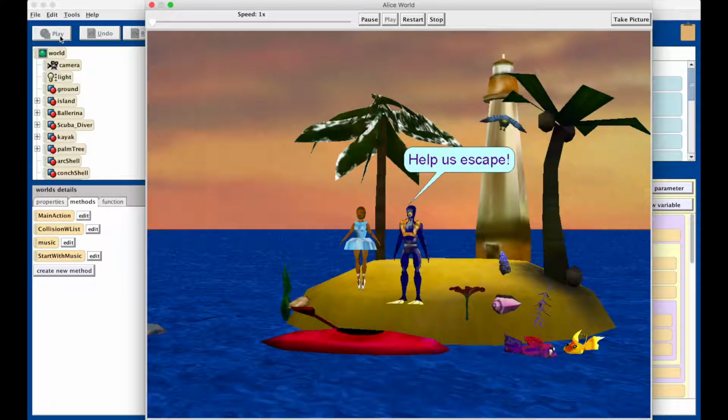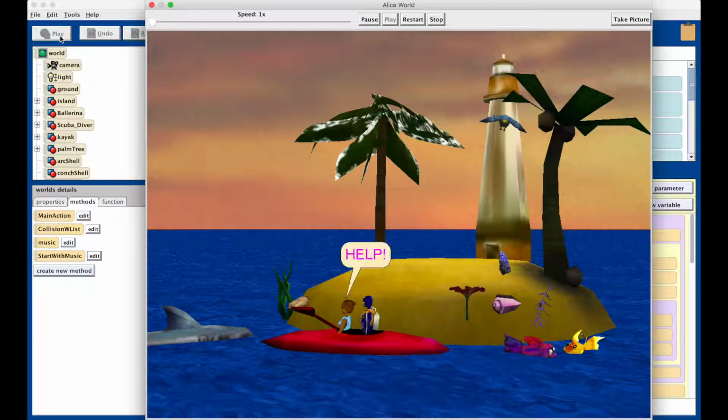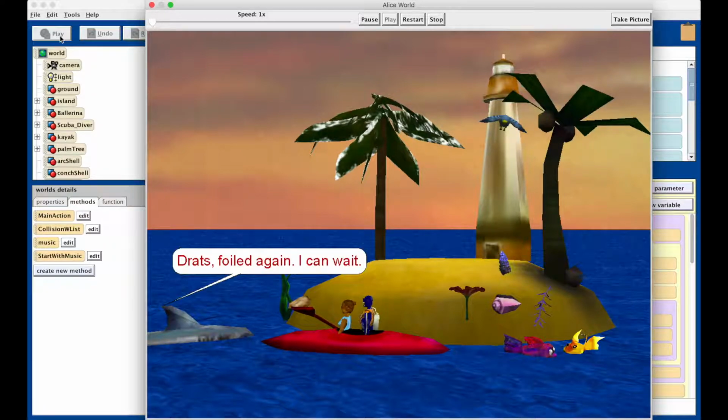Help us escape. Help, help. Drats, foiled again. I can wait.